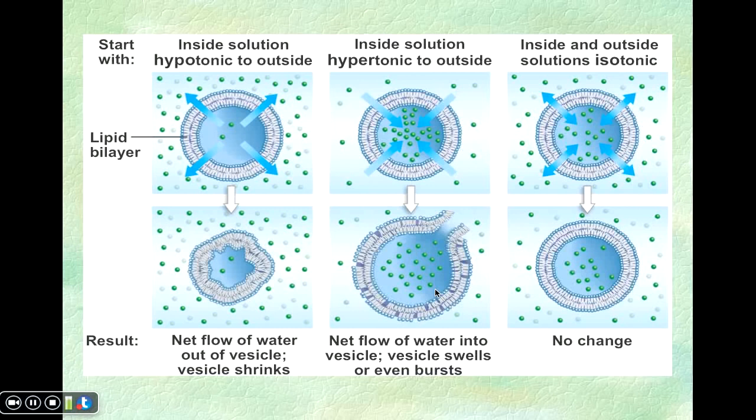It might even burst if we're talking about an animal cell, or if we're talking about a plant cell, the cell might just remain rigid due to the presence of the cell wall surrounding the cell membrane.